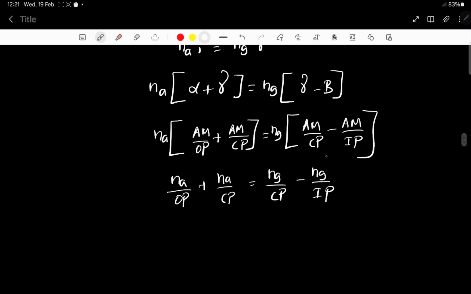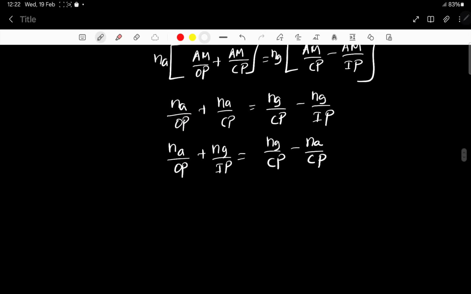So bring the IP term to this side, so I will have NA by OP plus NG by IP equal to NG by CP minus NA by CP. Okay, so I got an expression like this.